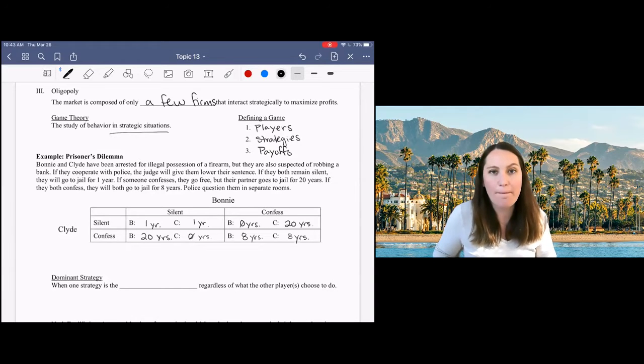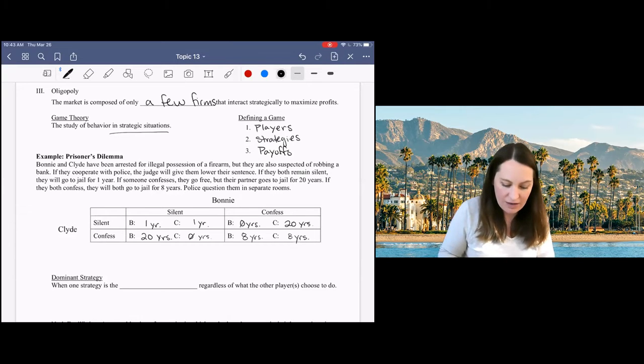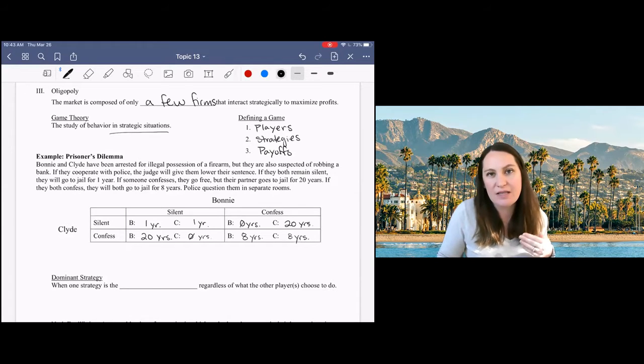So how do we figure out now what Bonnie and Clyde are going to do in this situation? Well, basically, Bonnie and Clyde have an option to either stay silent or confess. And when they're making this choice, they have no idea what their partner is going to do. So the way we approach this problem is to think about all of the possible states of the world, all the possible alternatives.